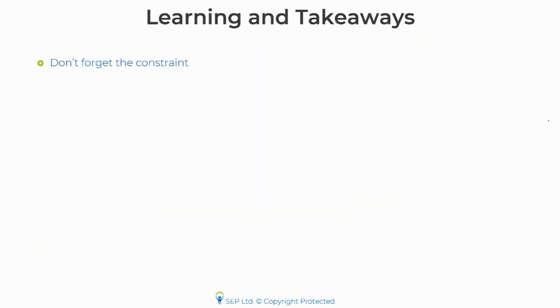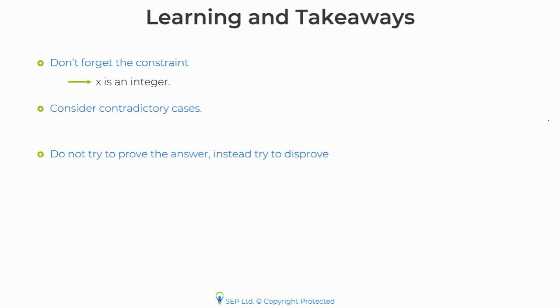The constraint was x is an integer, which means it could be even, it could be odd. You ended up thinking that it has to be odd or it has to be even. No, that is where you did not test cases. You did not test contradictory cases, which is what I'm trying to say again and again. Don't try to prove, try to disprove, try to prove that the statement is insufficient.